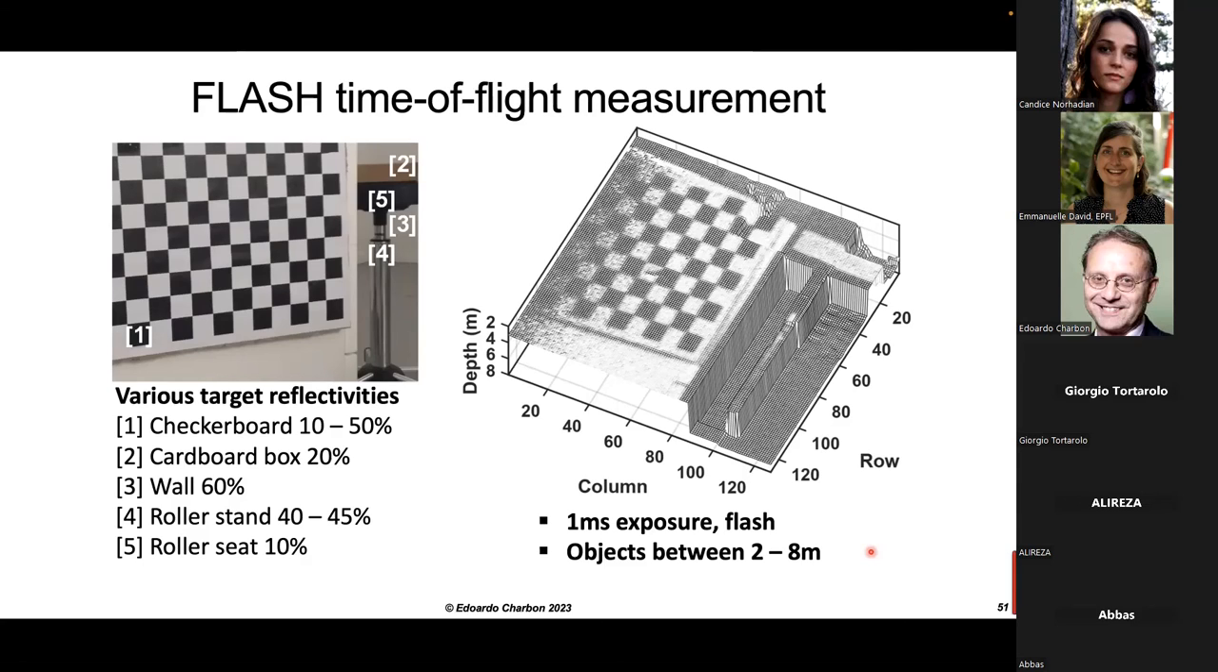Okay. Then we have a question on how the performance of SPADs is affected by radiation damage in space applications.